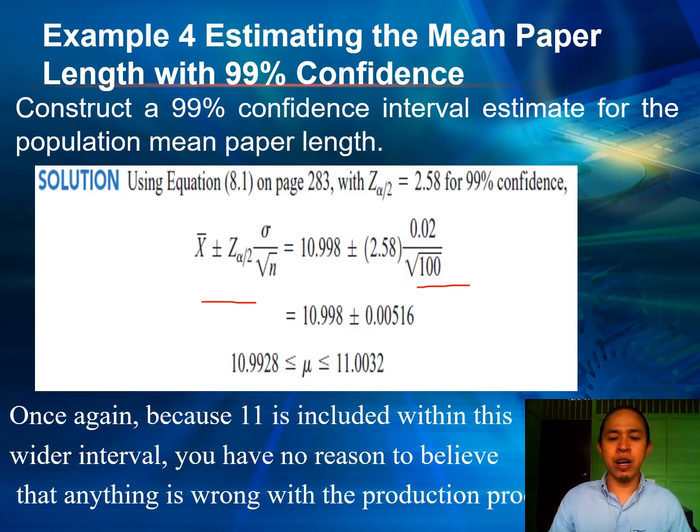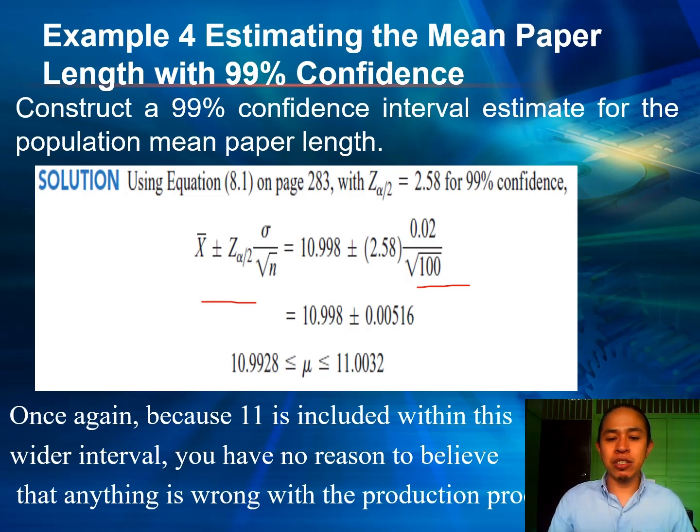And here, after our calculation, we have our confidence interval: the population mean is greater than or equal to 10.9928 but less than or equal to 11.0032. So we can see here that even if we increase the level of confidence, the standard 11 inches is still within the interval, so it is all well.